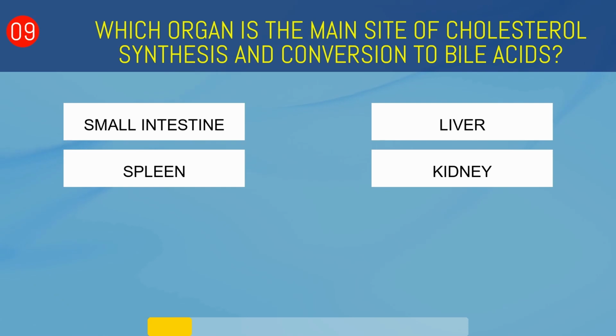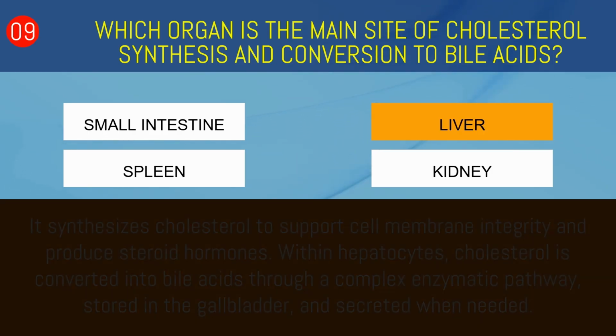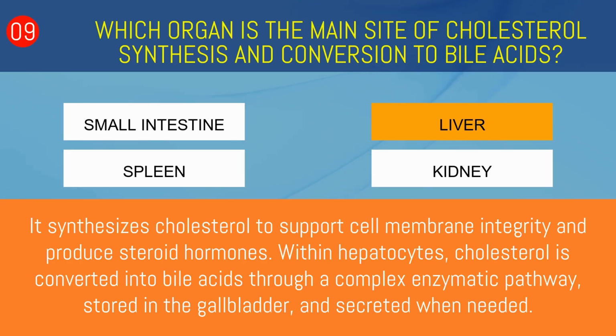Which organ is the main site of cholesterol synthesis and conversion to bile acids? Small intestine, spleen, liver, or kidney? Liver. It synthesizes cholesterol to support cell membrane integrity and produce steroid hormones. Within hepatocytes, cholesterol is converted into bile acids through a complex enzymatic pathway, stored in the gallbladder, and secreted when needed.